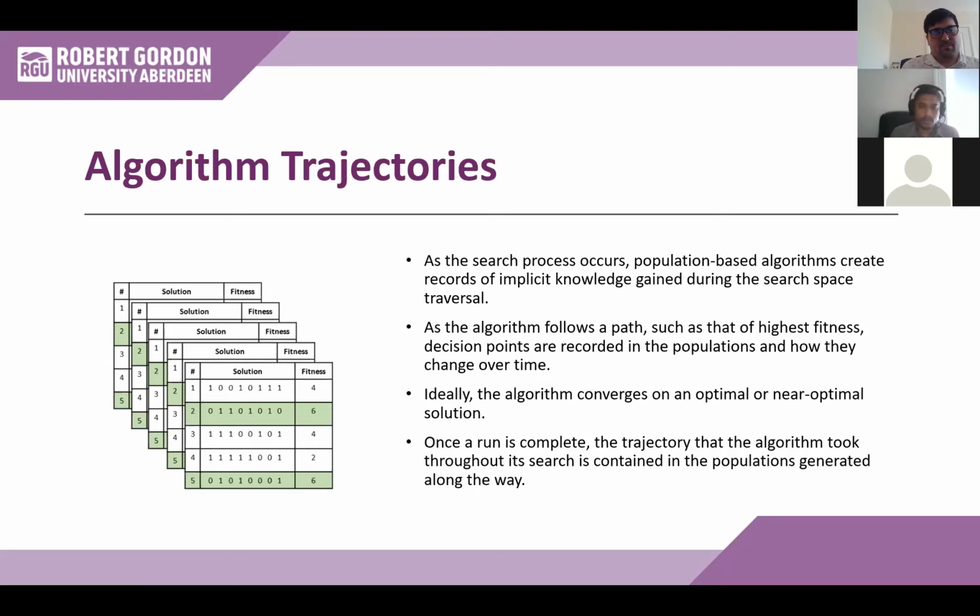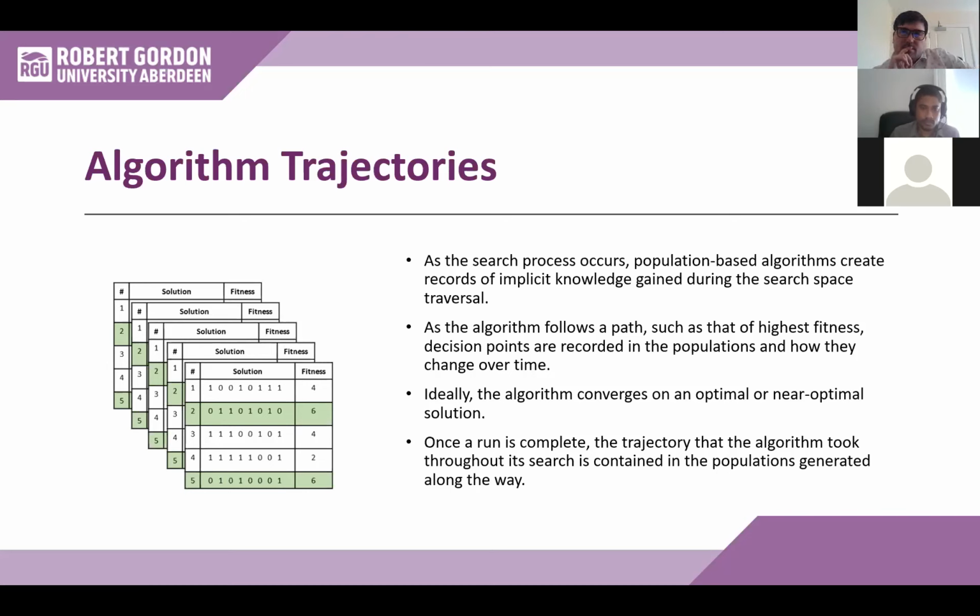So each path that it goes through, if it's following a highest fitness path, for instance, there are decision points that are being recorded in these populations, and these can be seen through whether or not population diversity is going to change and so forth. And so ideally, as mentioned here, the algorithm will converge on an optimal or near optimal solution, with the trade-off being near optimal, but the benefits being that it is not an exhaustive search of the space.